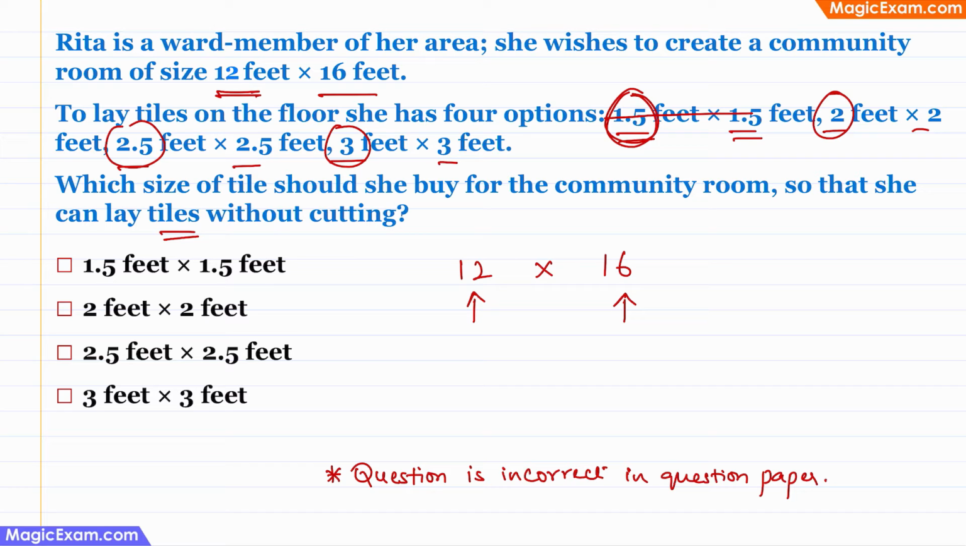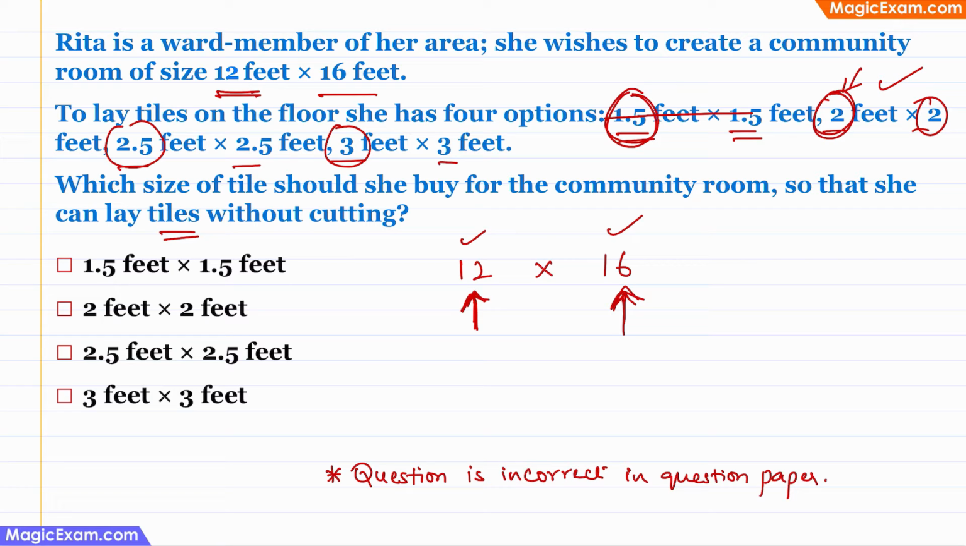2 into 2, when we try to divide with 2, 2 will divide 12 and 2 will also divide 16. Therefore the length of the tile will divide the length of the room and the breadth of the tile will divide the breadth of the room. So it will work. Therefore the correct option has to be 2 into 2 feet.